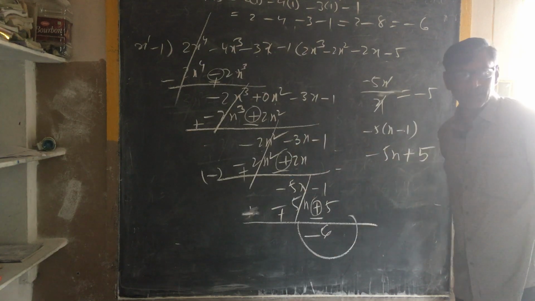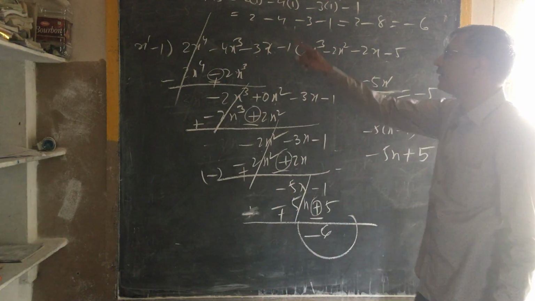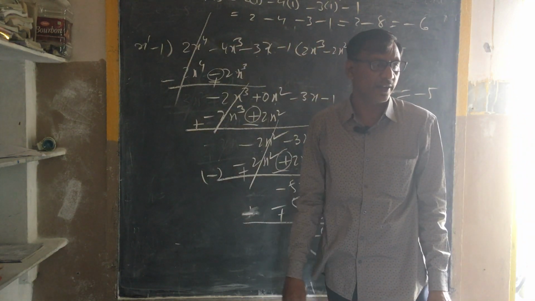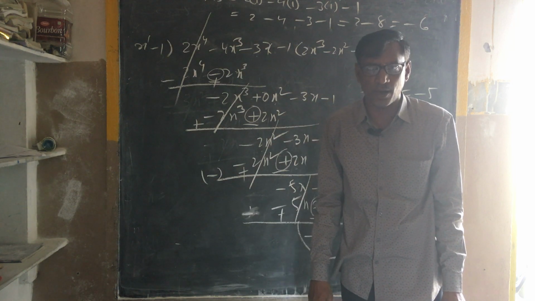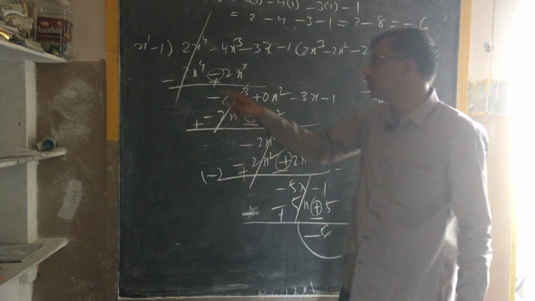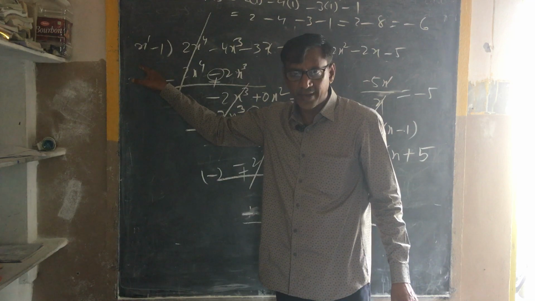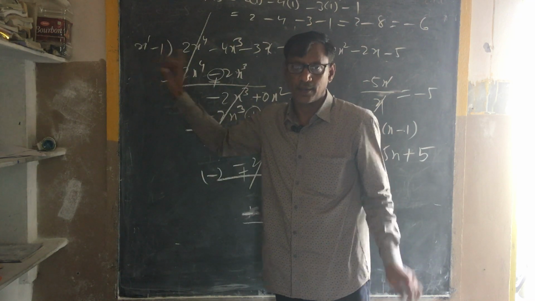See? This is a long division method, but we can find the remainder by the help of the zero of my divisor. Am I clear or not?